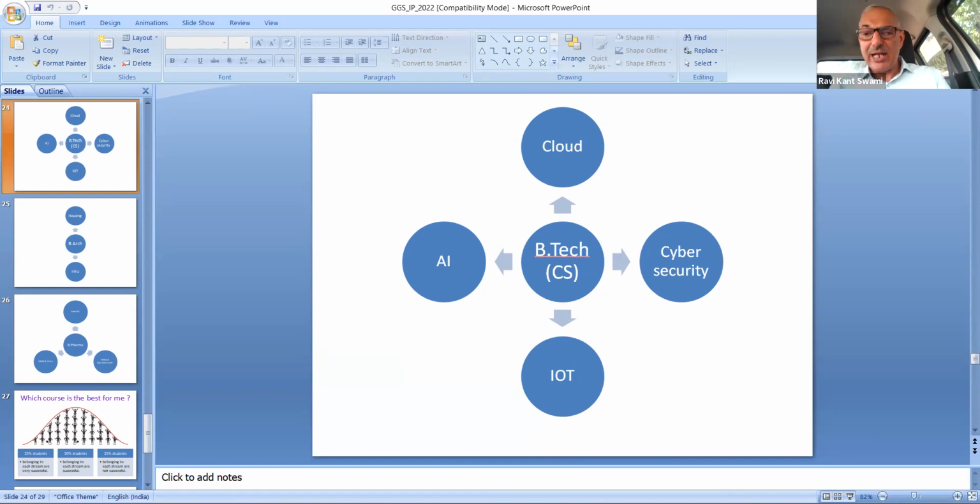Then cyber security is another area. I'm talking about these areas within computer science. Artificial intelligence is another big area. Then we have IoT, Internet of Things. All these are areas within computer science.